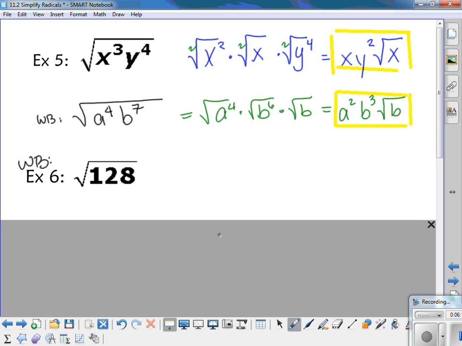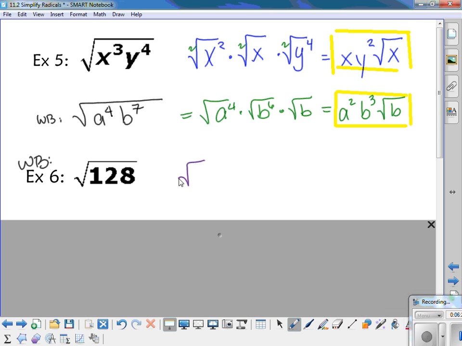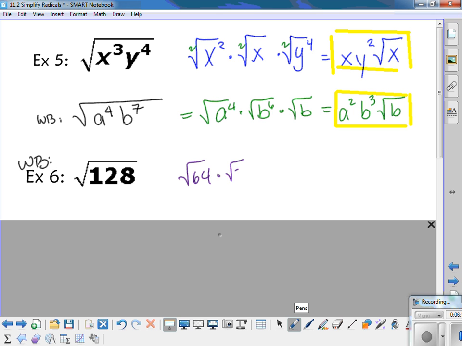All right, how about let's do this one on your whiteboards. Say it nice and loud, Jamie. What goes into 128? 64. It's 64 times 2. So what's it simplify to? 8 root 2.